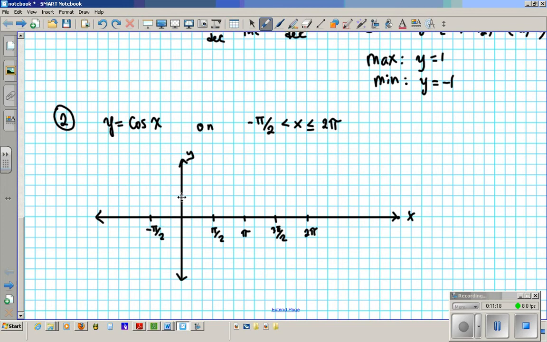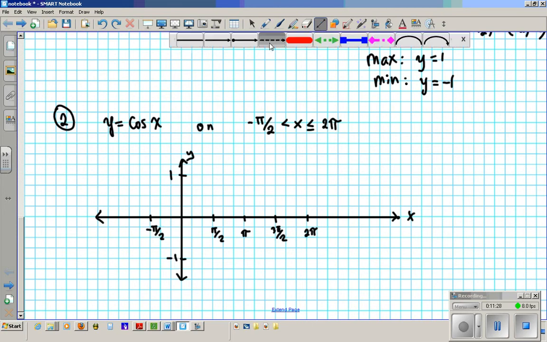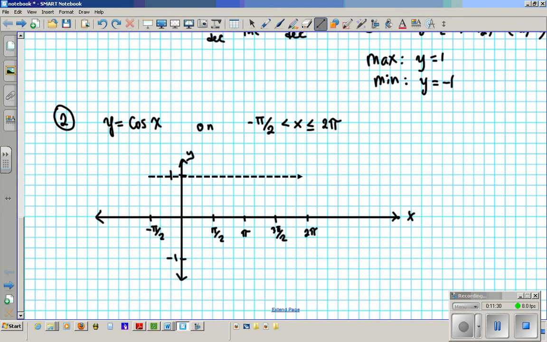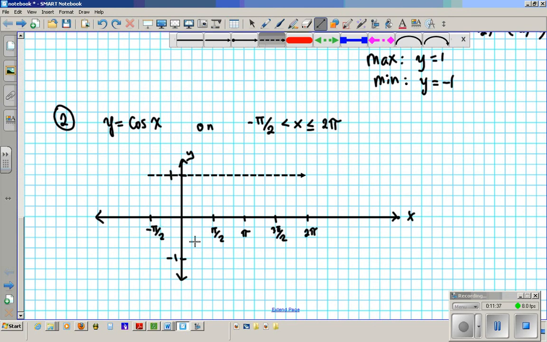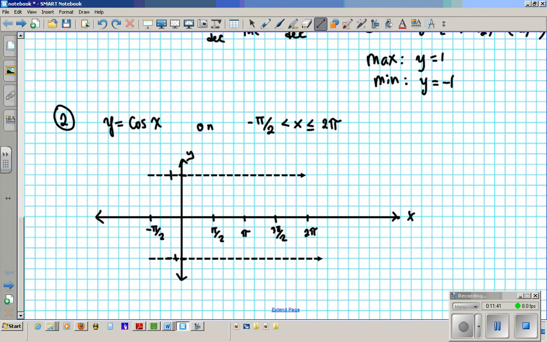And then we're going to go 1, 2, 3, 4. That's my max, 1. 1, 2, 3, 4. That's my min, negative 1. Alright, let's put in our boundary points. The highest point, or the maximum for this function is 1, because it's a parent function. And then the minimum is negative 1, because it's a parent function. The parent sine and cosine functions have the same amplitude. Alright, so let's put in the points.